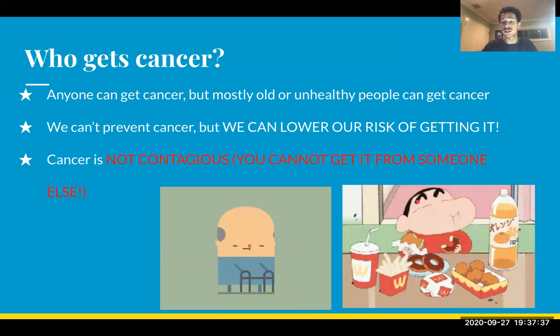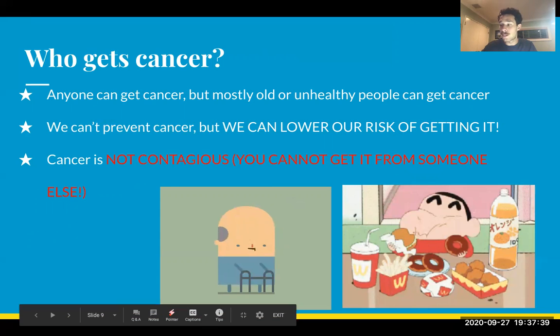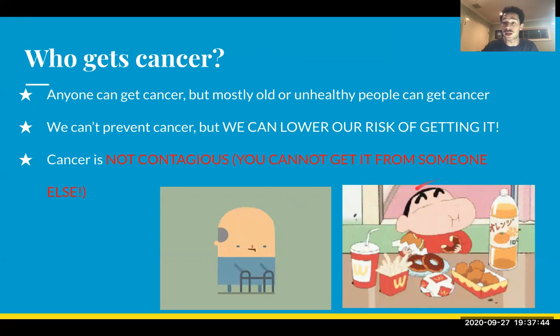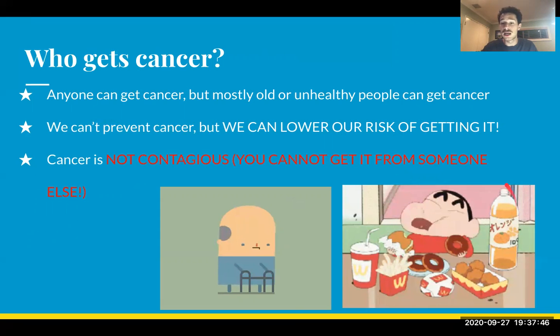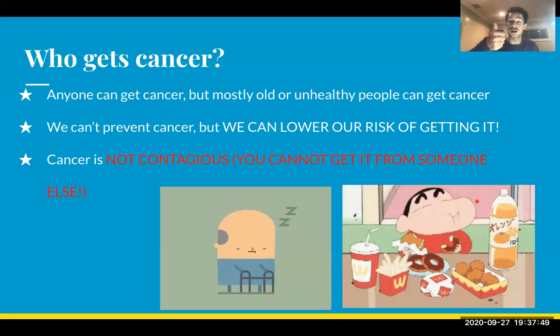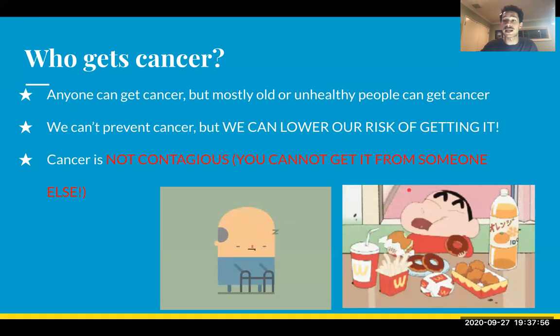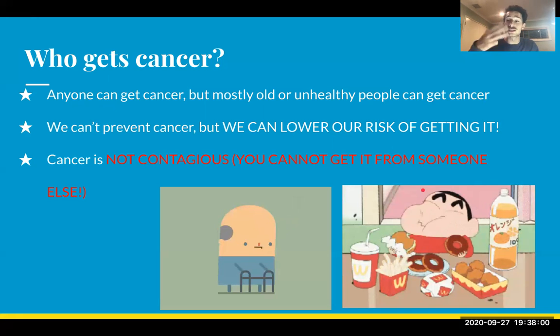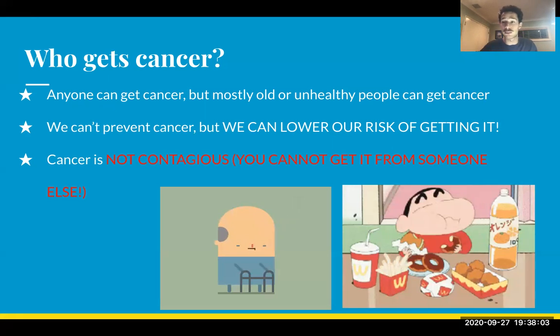And sometimes when people have unhealthy habits like smoking or eating really unhealthy food or not exercising, their chance of getting cancer goes up. So while we can't prevent cancer, we can do things to help lower our chance of getting it, like exercising, not smoking, eating healthy, and putting sunscreen on when you go outside. That's really important. Also, another thing that's important is that cancer is not contagious.